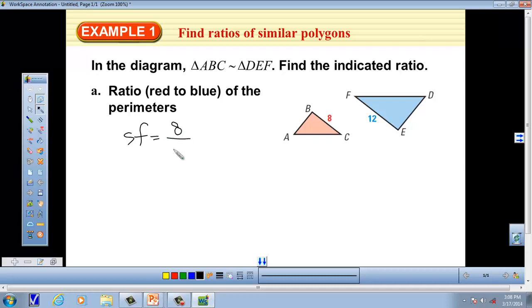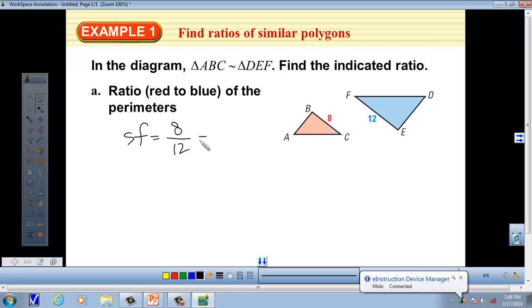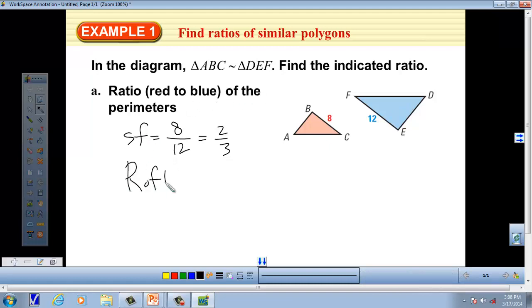So in this case it would be 8 over 12, which reduces to 2 to 3 if we go red to blue. So the ratio of the perimeters is also 2 to 3.